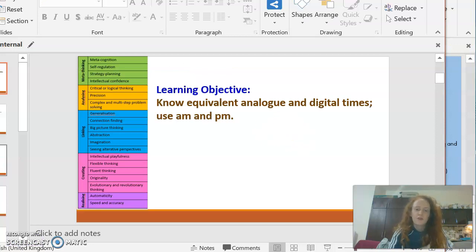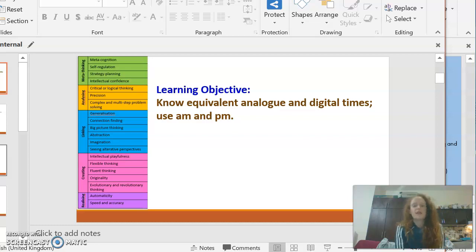Anyway, the focus of this lesson will be knowing equivalent analog and digital times that you already practiced yesterday. And you will focus on using AM and PM. Some of you may know, others don't, but let me just tell you that AM means any time before noon, which is 12 o'clock. It's usually early morning time and general morning time, whereas PM is afternoon or evening or after 12 o'clock.